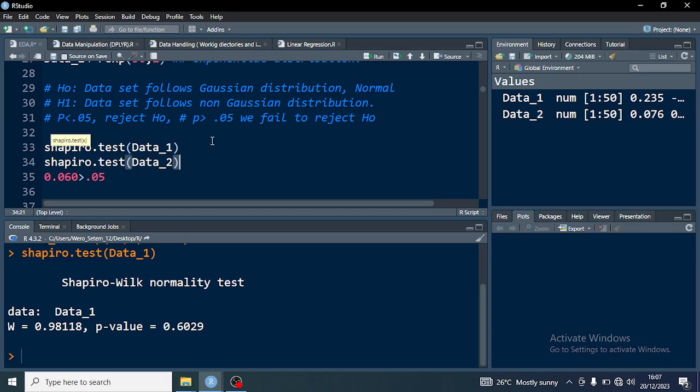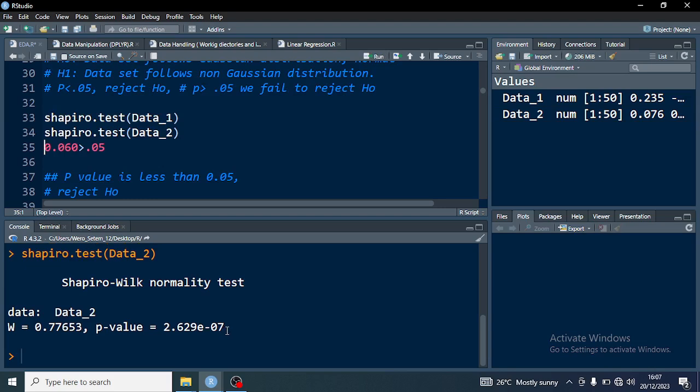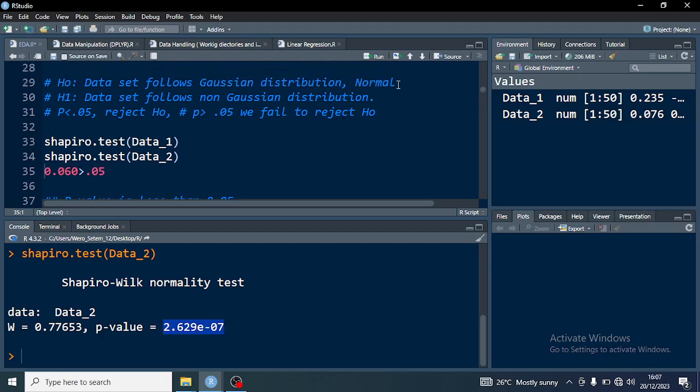Let's do Shapiro.test for the second data set. Let's run this. Our p-value here is 2.629 times 10 raised to power negative 7. So that's 0.0000002629. So this p-value is less than 0.05. So we reject H naught. So if we reject the null hypothesis, we conclude that the data set does not follow Gaussian distribution.